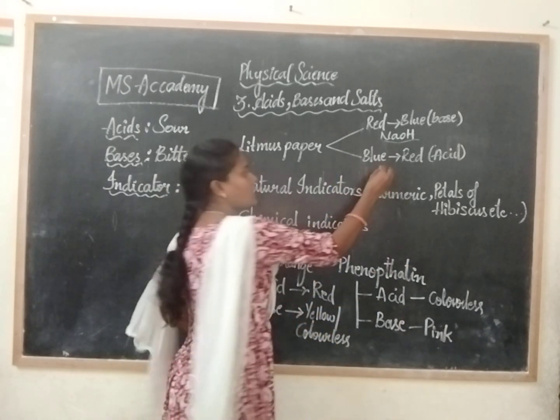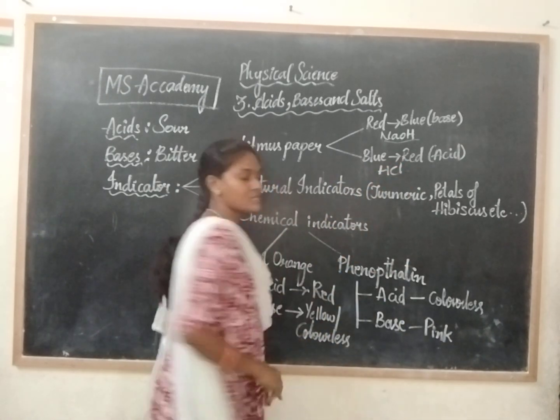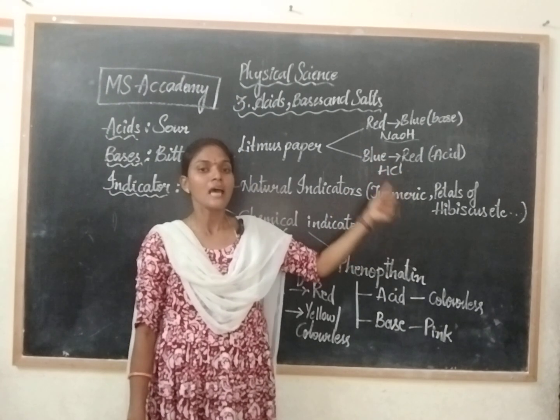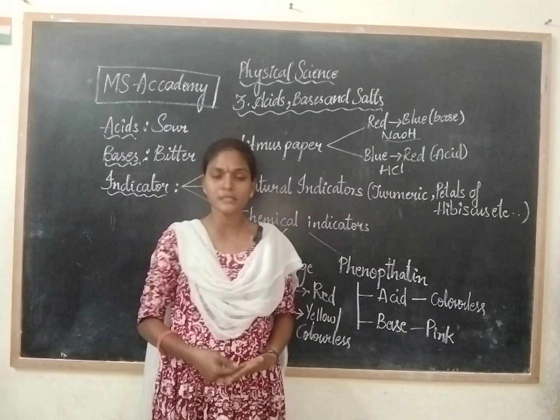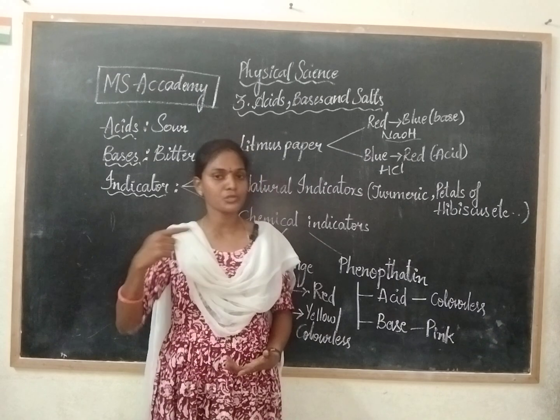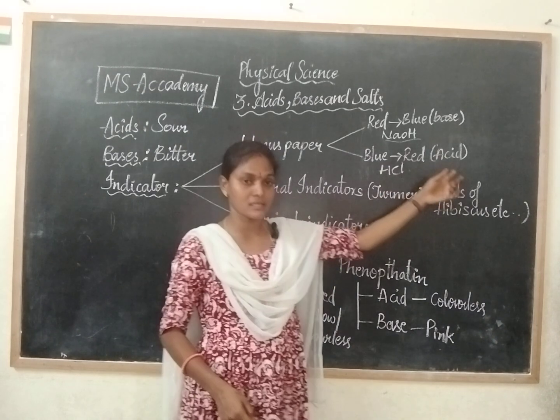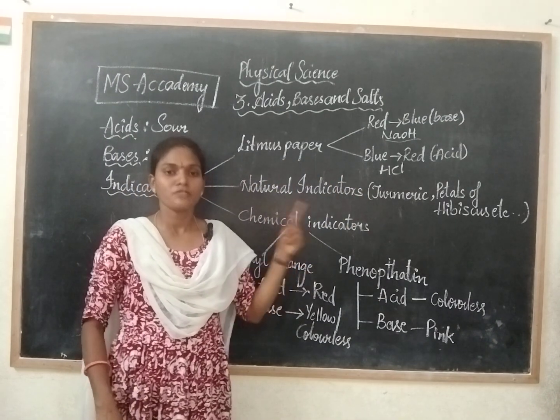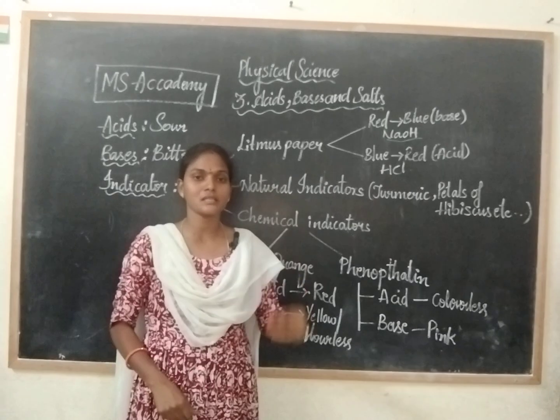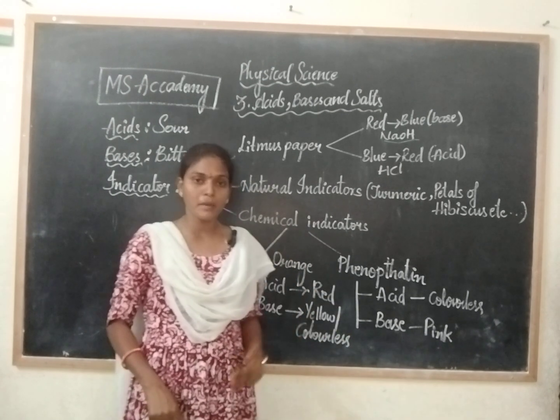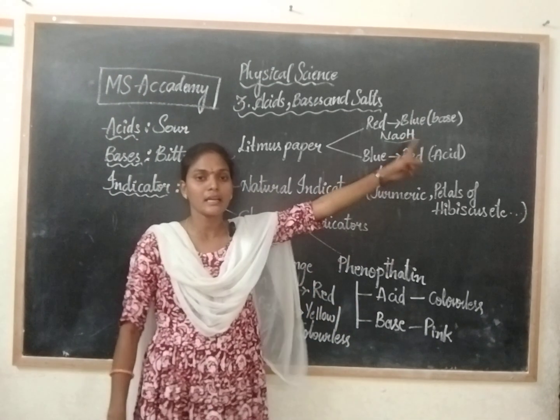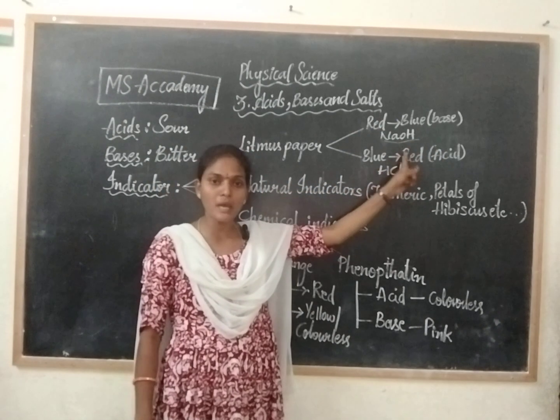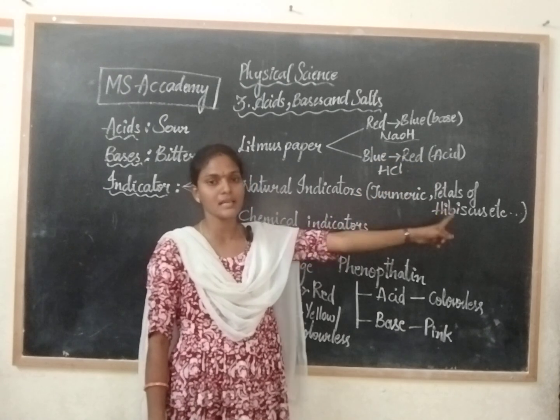If I take HCl, we all know that HCl is an acid, hydrochloric acid. Now, if I dip a blue litmus paper in HCl and the blue color changes to red color, then it is an acid. This litmus paper is one of the indicators used to identify whether the chemical is an acid or a base. Litmus paper is of two types, red and blue. If red changes to blue, it is a base. If blue changes to red, it is an acid.